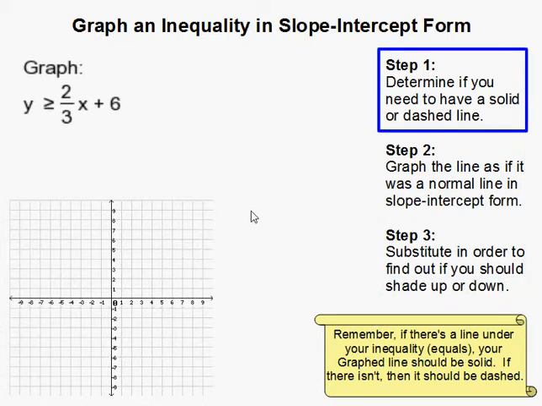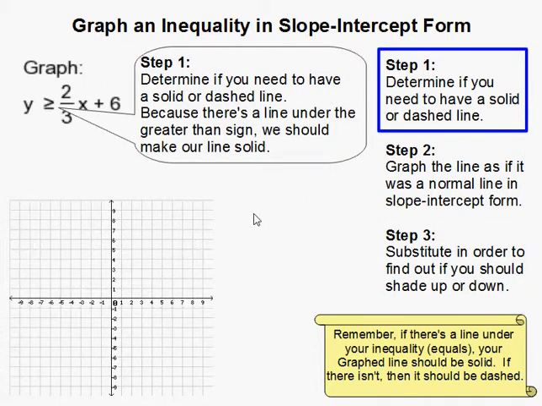Alright, how to graph an inequality in slope-intercept form. The first thing you need to do is determine if you need to have a solid or a dashed line. Okay, so it's actually very simple.